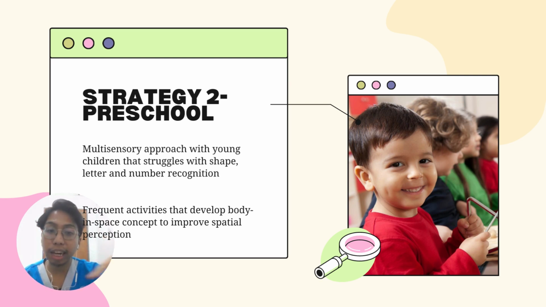And then different activities that develop body-in-space concepts to improve spatial discrimination. This is an example: one of the games that we tend to play during our school time is Simon Says.